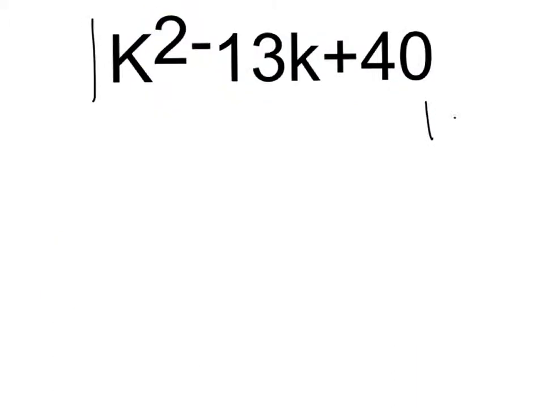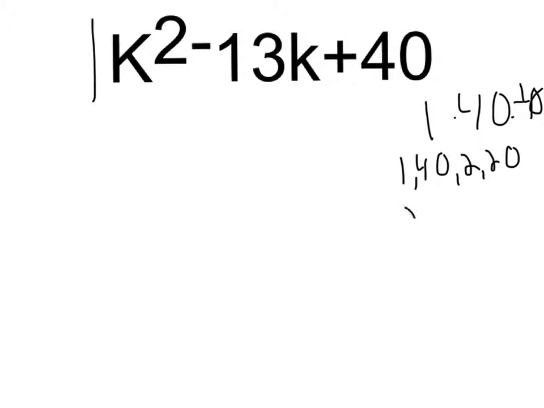Alright, so you've got k squared minus 13k plus 40. Multiply the 1 by the 40. Write out the factors of 40. You've got 1 and 40, 2 and 20, 4 and 10, and 5 and 8. So 5 and 8, those subtract to get to negative 13.